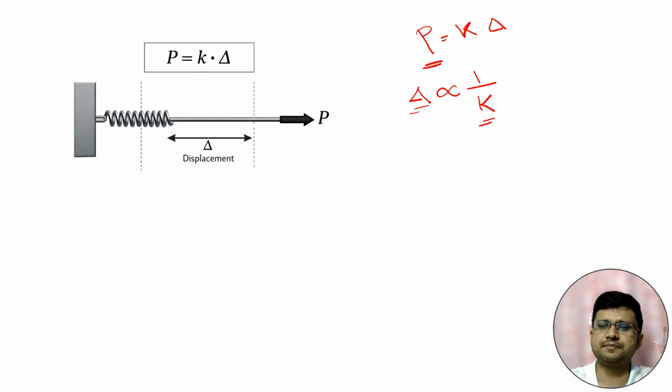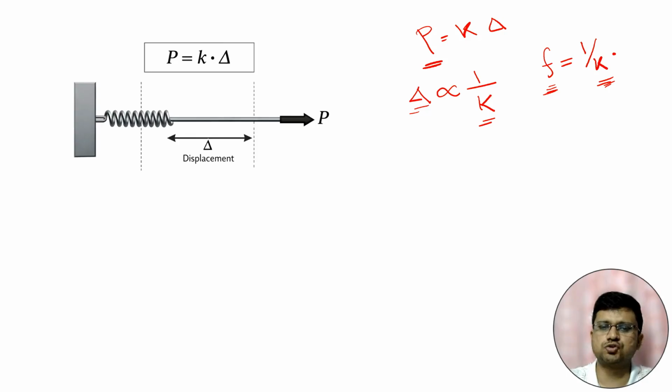Now what is flexibility? Flexibility is 1 by K. That means if it is more stiff, it will be less flexible. If it is less stiff, it will be more flexible. And when it is more flexible, for the same load, the displacement will be more. So this is the basic concept of flexibility and stiffness.